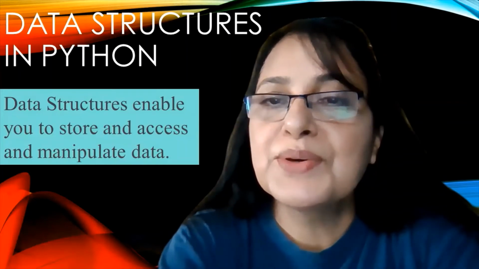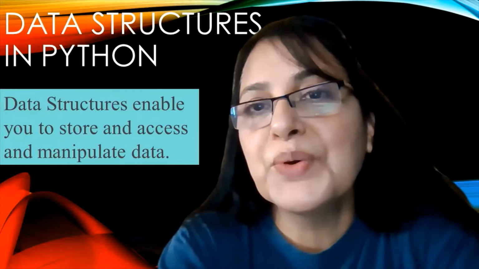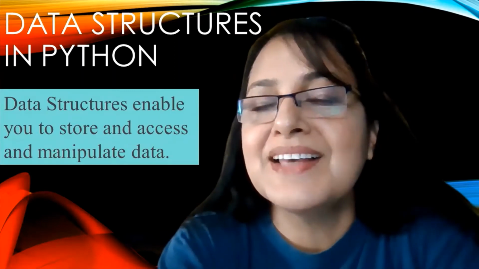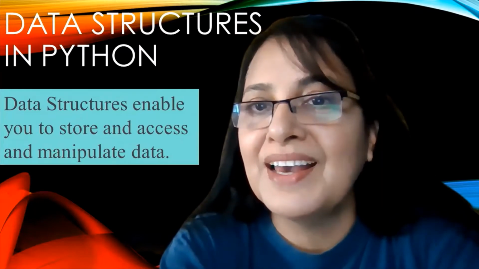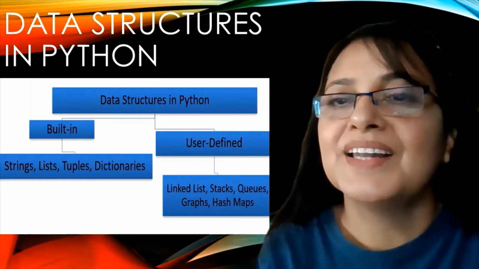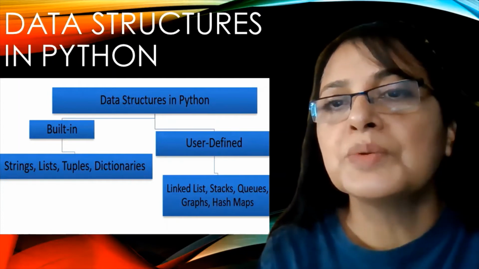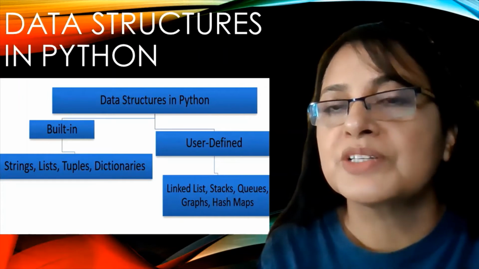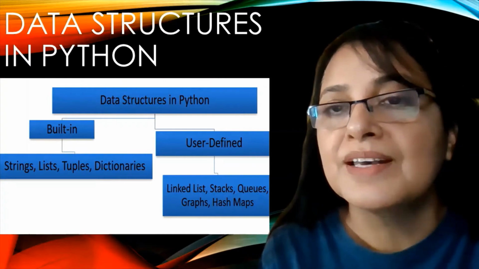We'll take a general look at data structures in Python because the next 4 chapters are going to be about them. Data structures enable you to store, access, and manipulate data, and it will be a good thing to look at the terms and concepts associated with them. Data structures in Python can be categorized as built-in or user-defined. Built-in are the ones that come with the language, and we're going to look at 4 of these data structures in the coming chapters, that is strings, lists, tuples, and dictionaries.